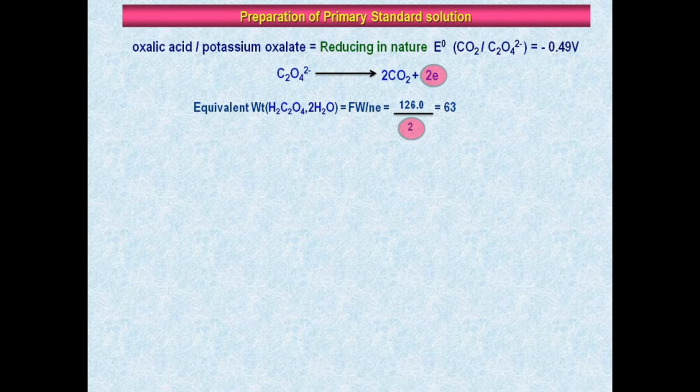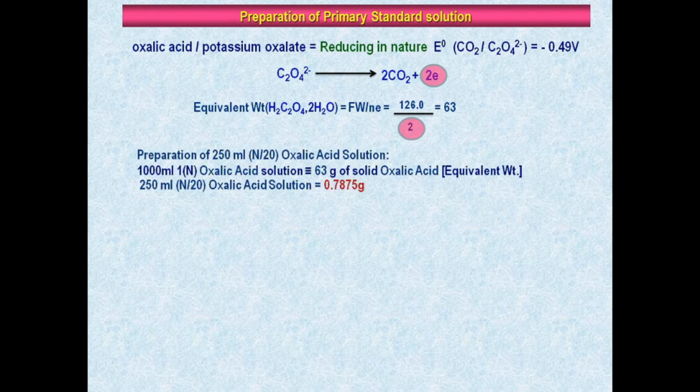Here, since oxalic acid contains 2 molecules of water, its formula weight is 126, divided by 2 electron transfer, so 126 by 2 equals 63. Hence the equivalent weight of oxalic acid equals 63. Now we can use this equivalent weight to prepare the normal solution of oxalic acid.